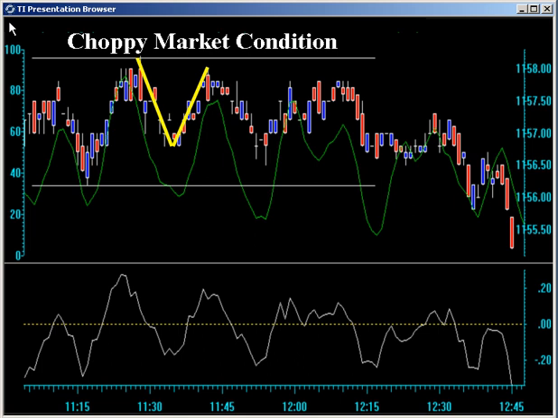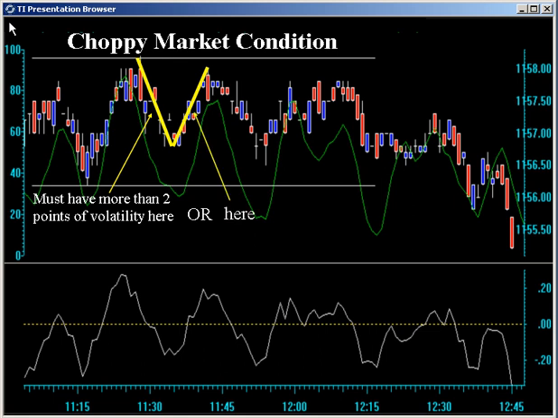So we can take the highest high in price and measure down to the lowest low in the middle of the signal, and our objective is to get more than 2 points of volatility on either the back side or the front side of the signal. So for any signal, we have 2 chances to pass the test for sufficient volatility.